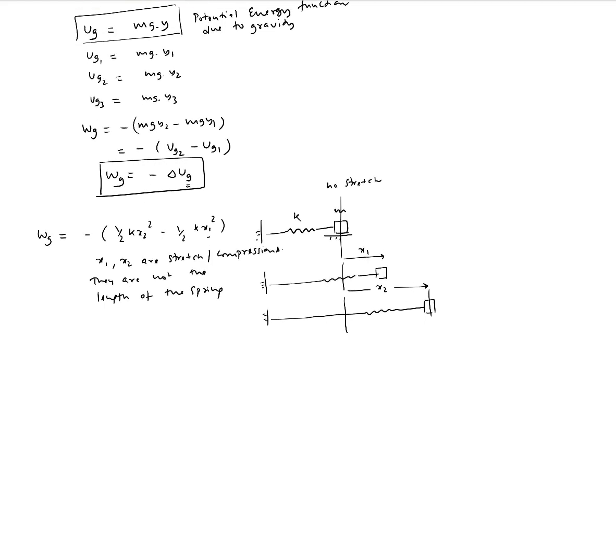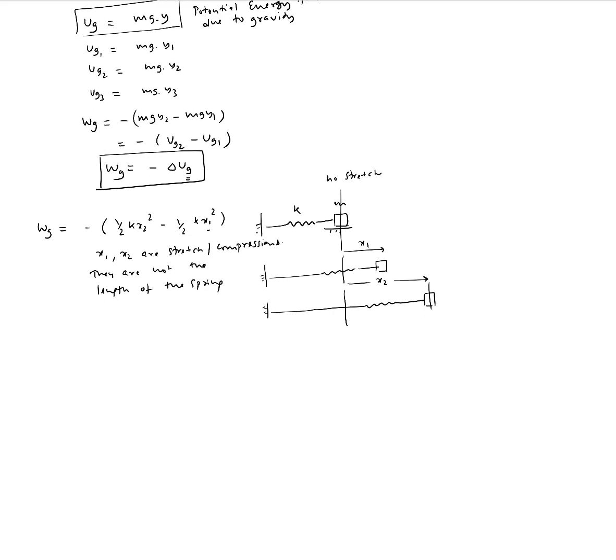So in this case, if we want to express the work done due to elastic forces, so first of all, I made a slight mistake. This is actually not W sub G. This should be W sub E because we're talking about elastic forces. Okay. So W sub E can be written as minus 1/2 kx2 squared minus 1/2 kx1 squared.